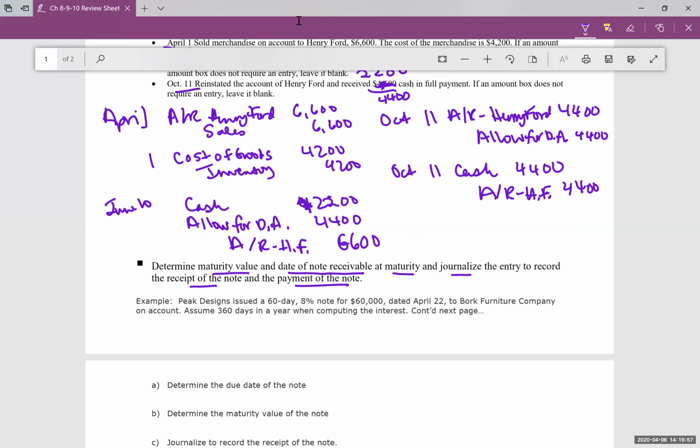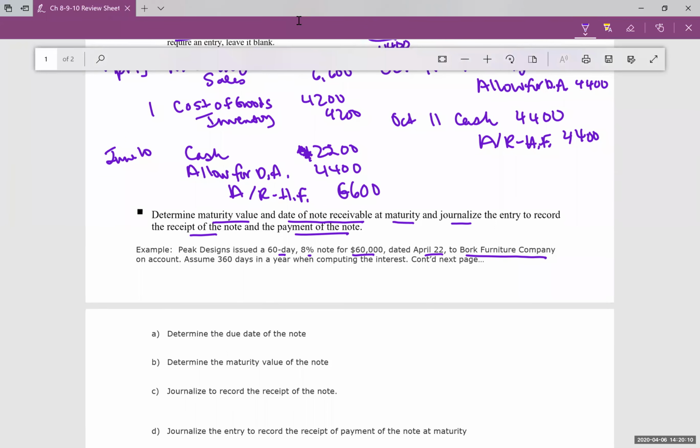Okay, let's look at this example. Peak Designs issued a 60-day 8% note for $60,000 dated April 27th to Bork Furniture Company. And then there's the assumptions. Okay, so let's continue on the next page.